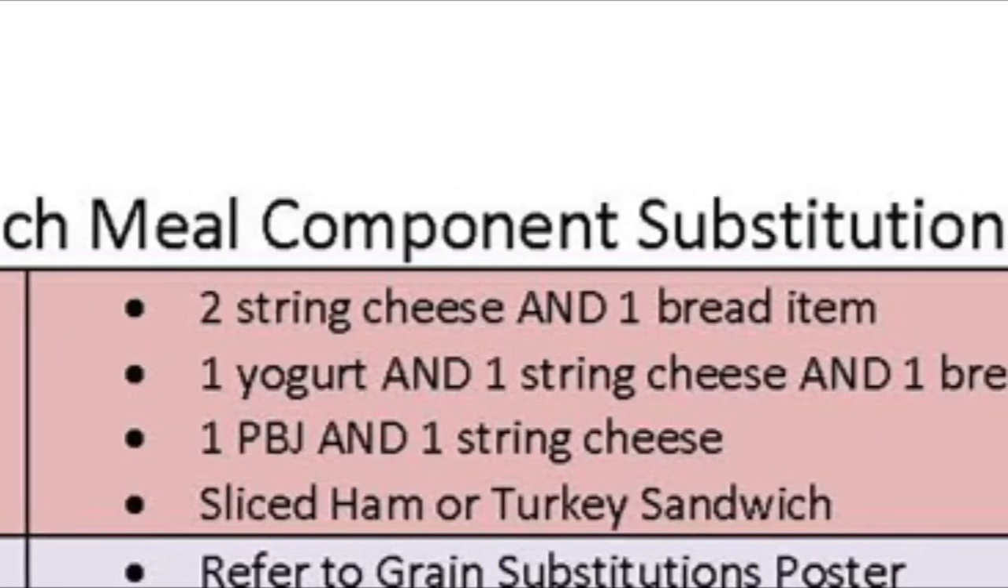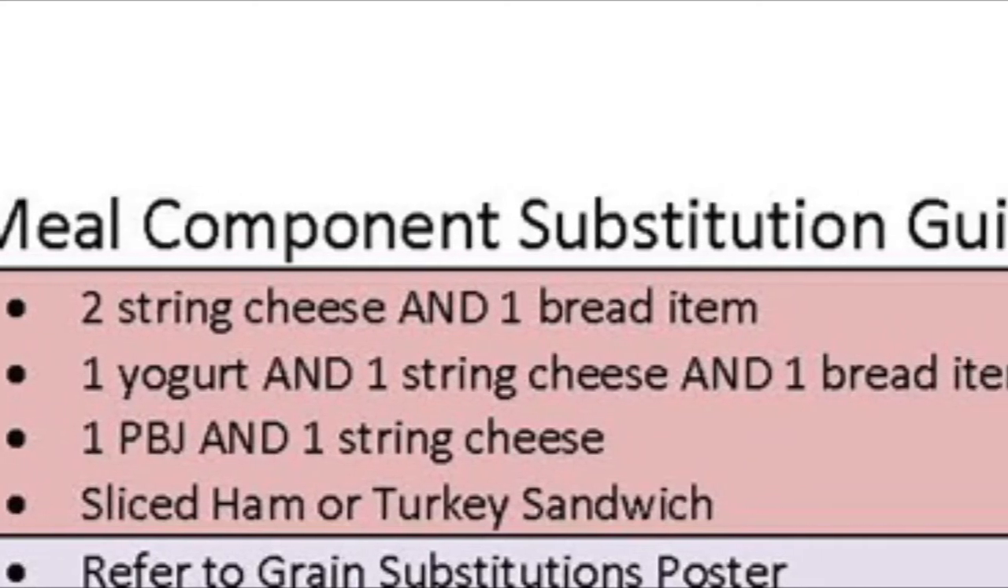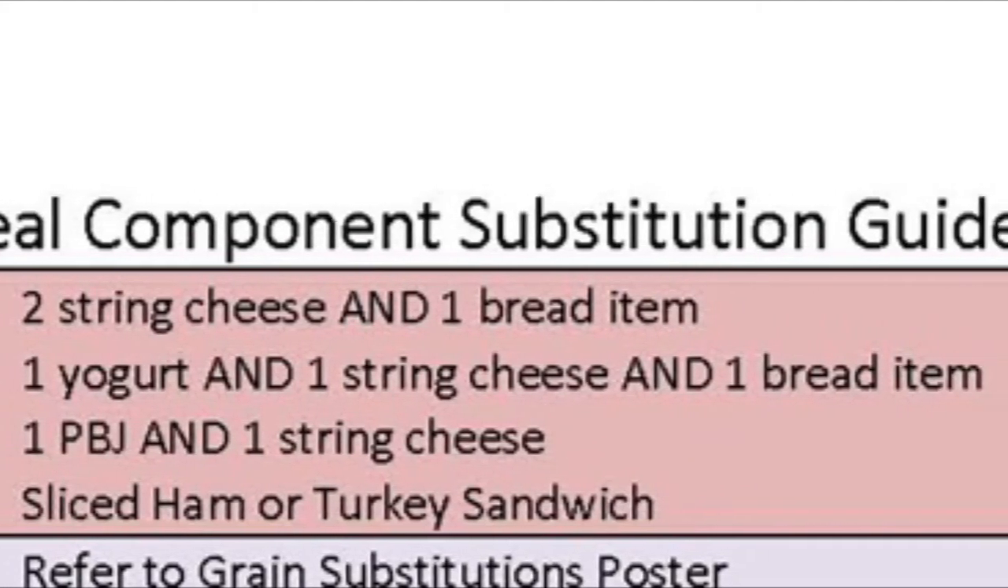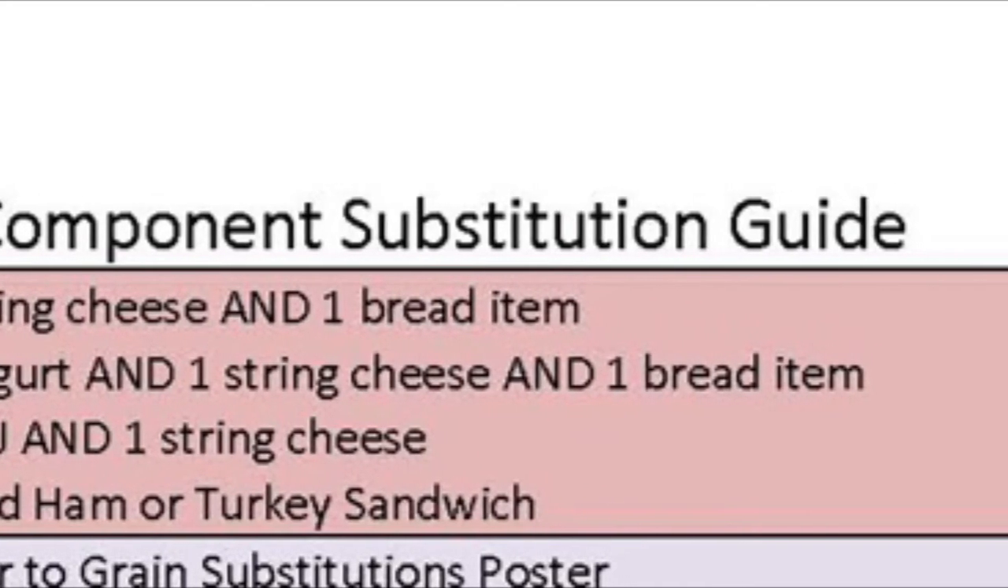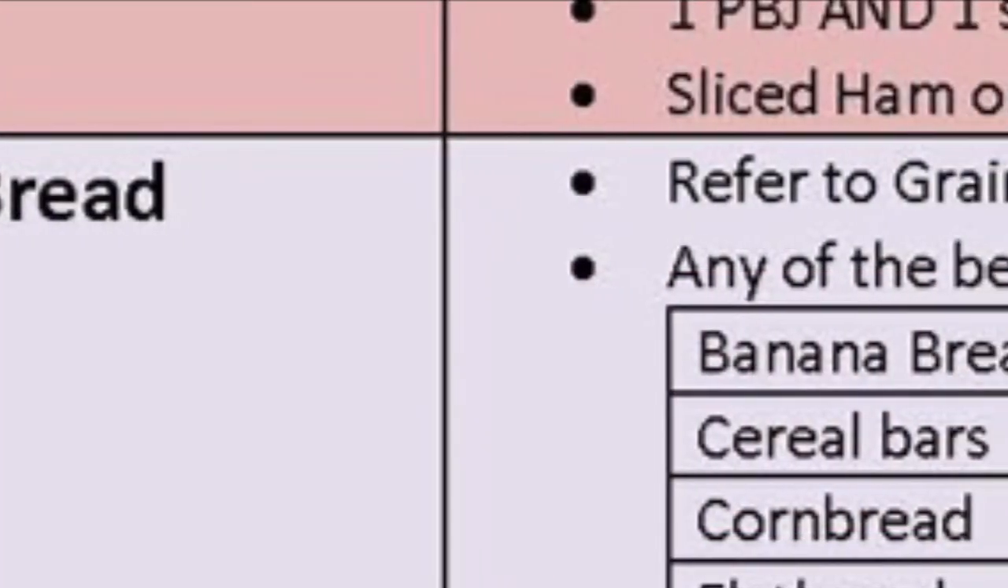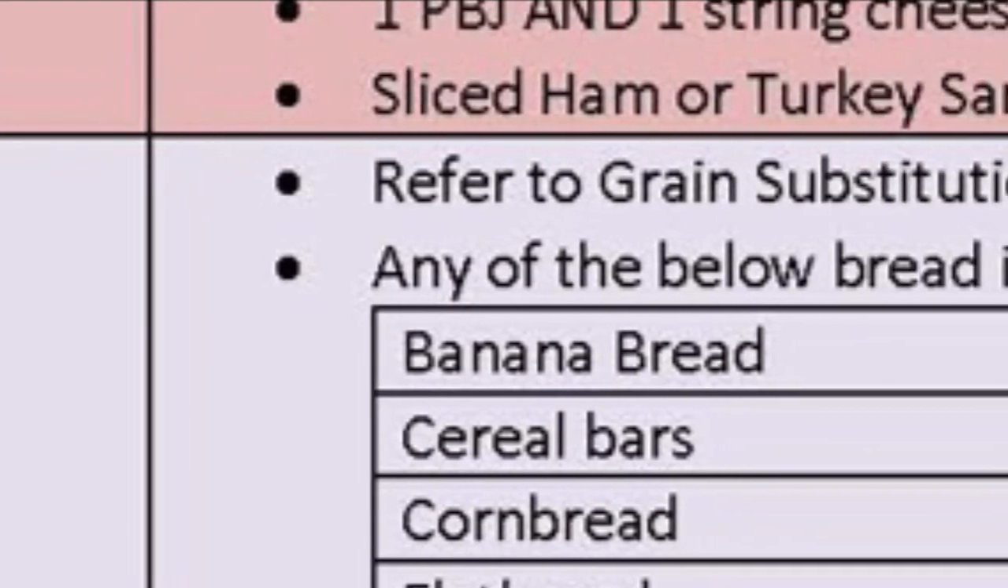and a grain item, or a peanut butter and jelly sandwich and a string cheese, or a sandwich. The key here is 2 meat alternate and 1 grain. There are many ways to accomplish this. When a grain choice is offered at the end of the line to go with each entree, it must be replaced if it runs out.